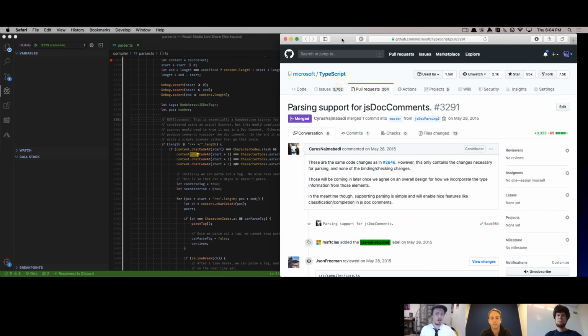And so for the first two, what we've decided to do is look through when JSDoc parsing was added into TypeScript. So the first one that we're going to be looking at is this PR that we have open here, which is 3291.